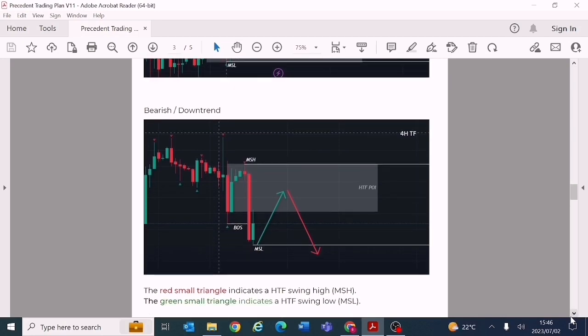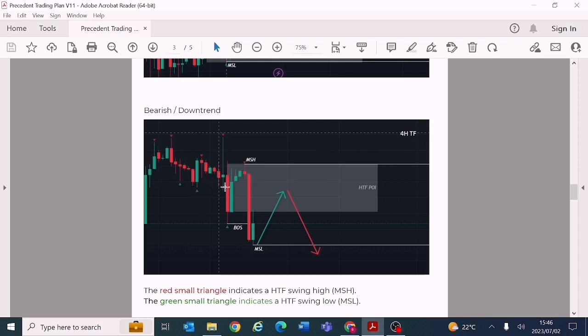Then, for a bearish example, let's say we are in a downtrend. The first thing I want to see is what? My break of structure to the downside. You can even see here, price broke structure to the downside. It came and tested this zone and it went down. So that's exactly what we're looking for.